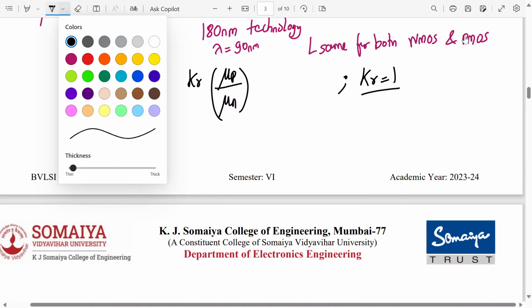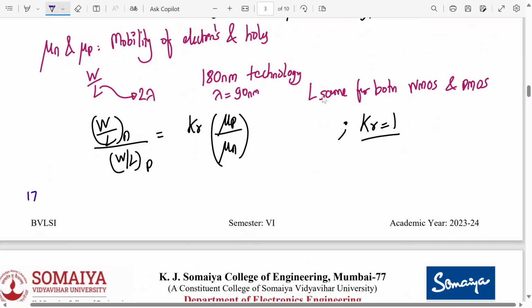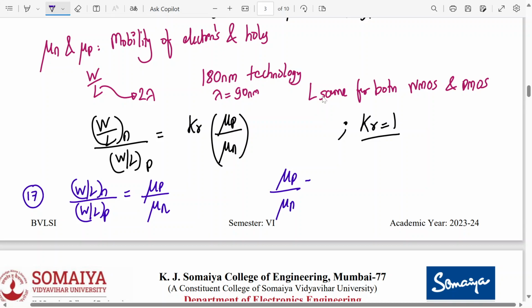Next step, if KR is 1, we can say W by L of NMOS upon W by L of PMOS is just the ratio of their mobility of electrons and holes. Yes or no? And typically the mobility of holes is around 230 centimeter square per volt second, upon mobility of electrons for silicon, which is 580 centimeter square per volt second. So if I divide this ratio, this will be 1 upon 2.5.